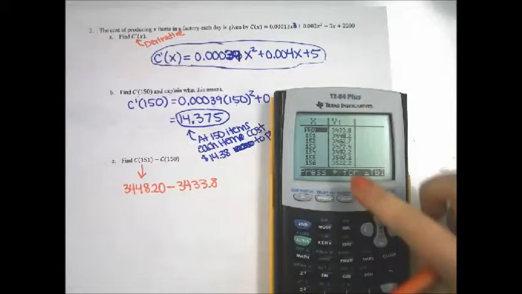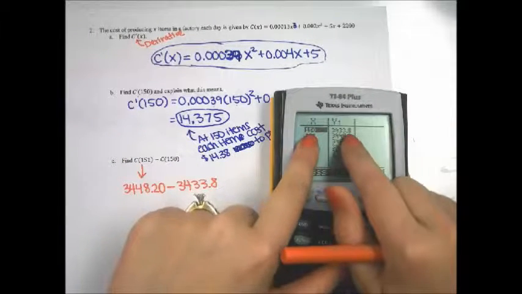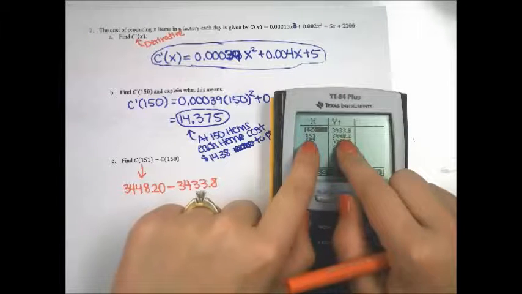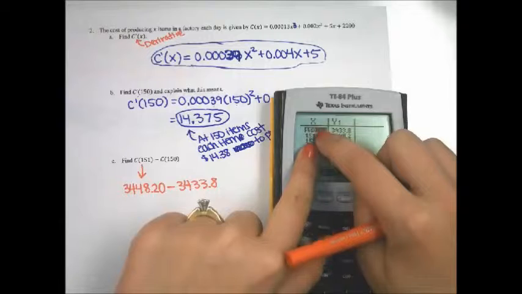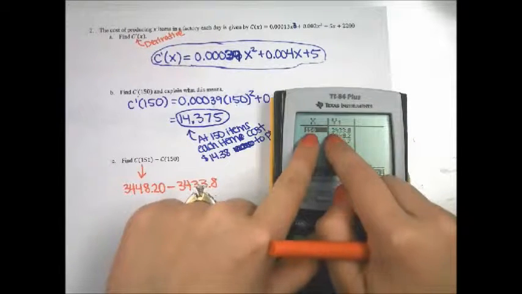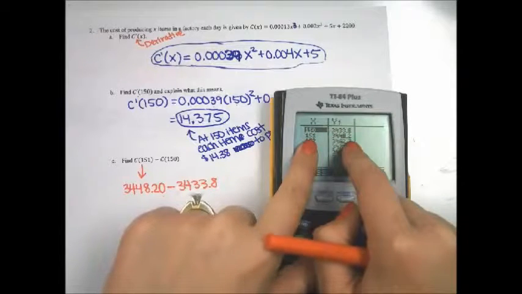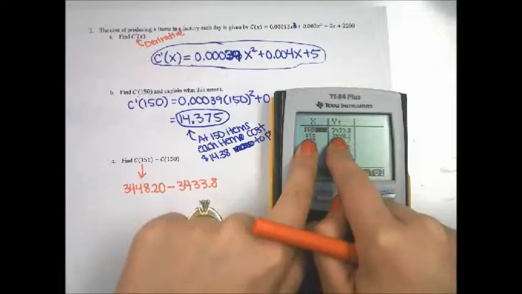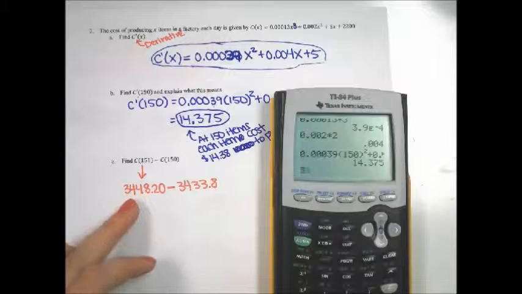$3,433.8. So to produce 150 items, this is how much it cost. To produce 151 items, this is how much it cost. So the difference is going to tell us how much it cost to produce that one item. So if we produce 150, we paid this much money. If we produce 151, we paid this much money. So the difference is the increase from here to here, which is going to be how much it costs to produce that single item. So let's subtract those.